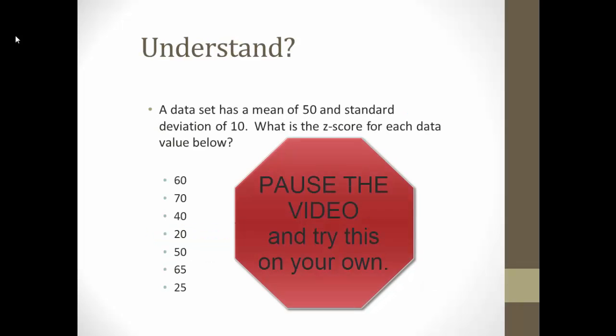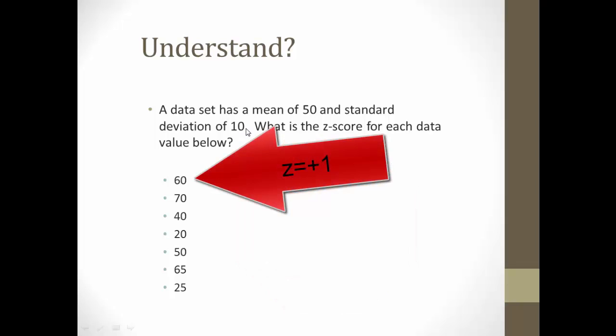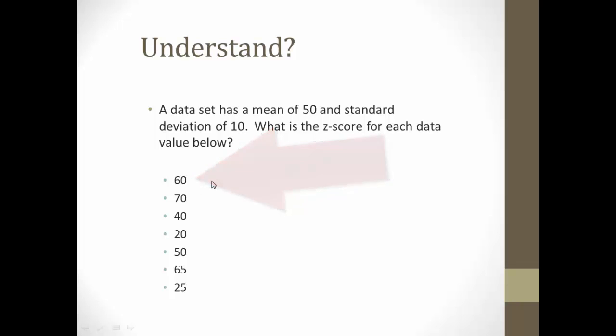Let's see if you understand. A data set has a mean of 50 and a standard deviation of 10. What is the z-score for each data value below? So think about that for a minute. A z-score is the distance away from the mean in standard deviations. So 60 is 10 above 50. Well, 10 is our standard deviation. 60 is one standard deviation above the mean, so its z-score is plus 1, positive 1.